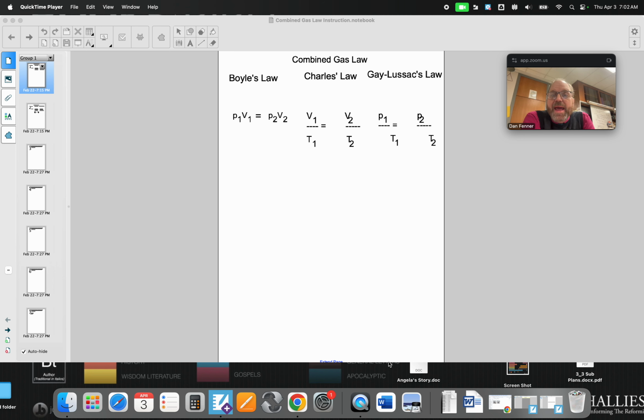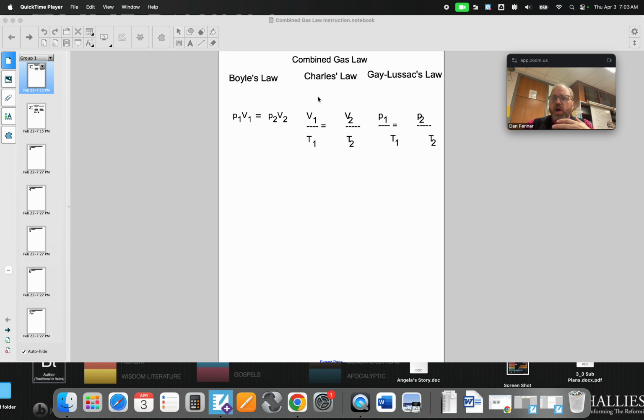We're looking at the combined gas law. Now we have these three gas laws we talked about: Boyle's law, Charles' law, Gay-Lussac's law. Remember, Boyle's law is constant temperature. Charles' law is constant pressure. Gay-Lussac's law is constant volume.